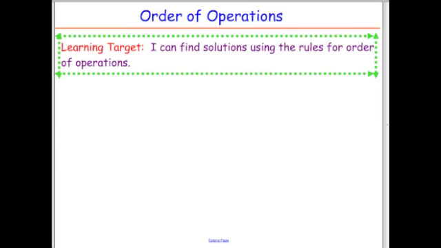Today we're going to be learning about order of operations. Our learning target is I can find solutions using the rules for order of operations.